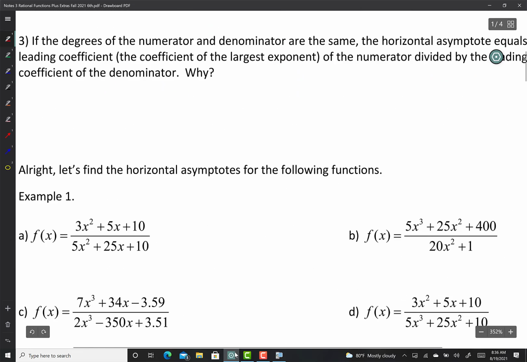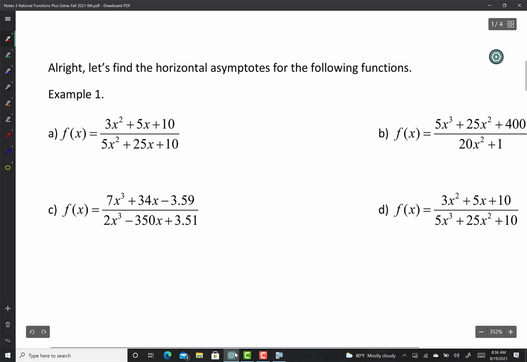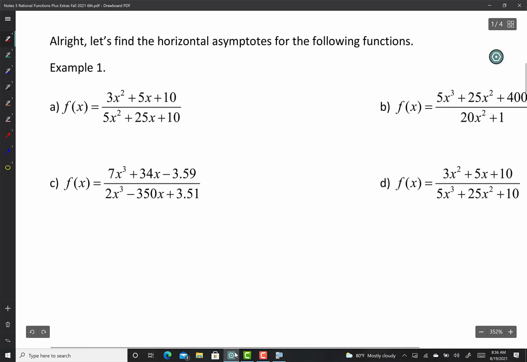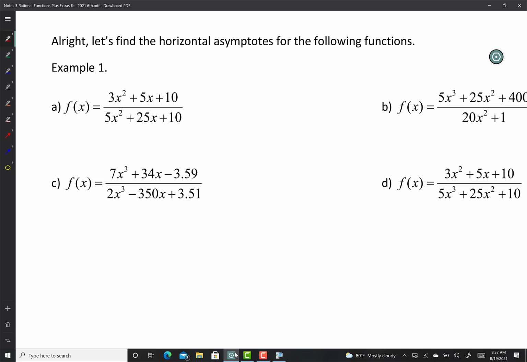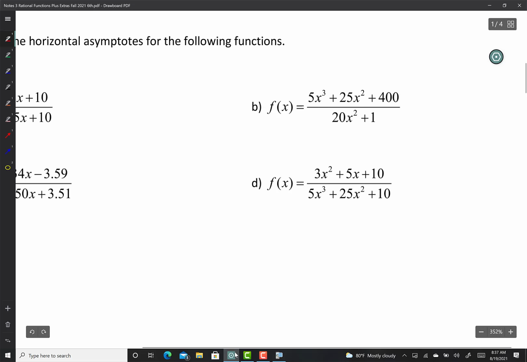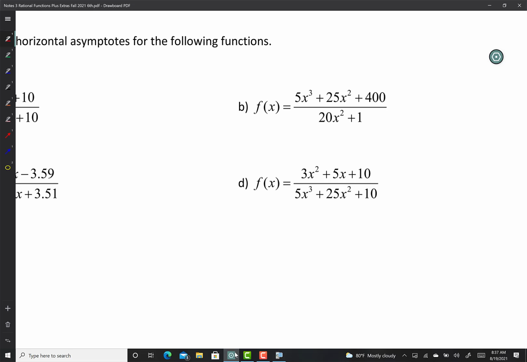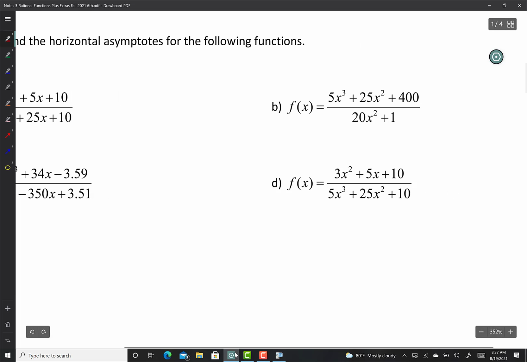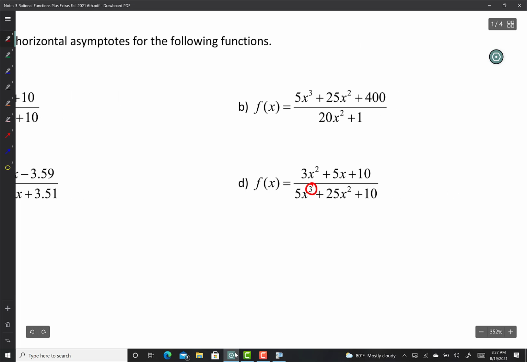Now check it out. Let's look at A, B, C, D down there. Is there one where the degree of the denominator is bigger than the degree of the numerator? What letter is that? No, A has the same degrees. Letter B? No, the numerator is bigger than the denominator in B. Just D. The denominator means down, the numerator means up. The denominator has a degree of 3, while the numerator has a degree of 2. So letter D has a horizontal asymptote of 0.